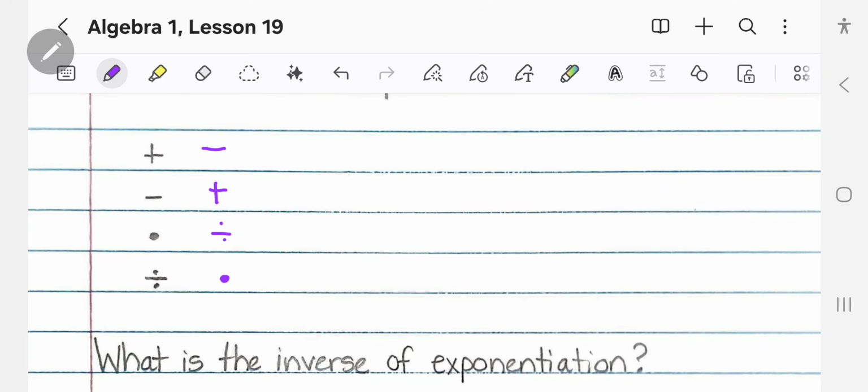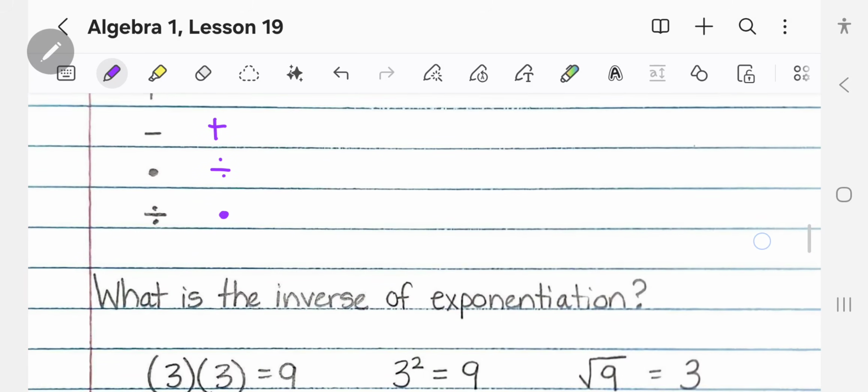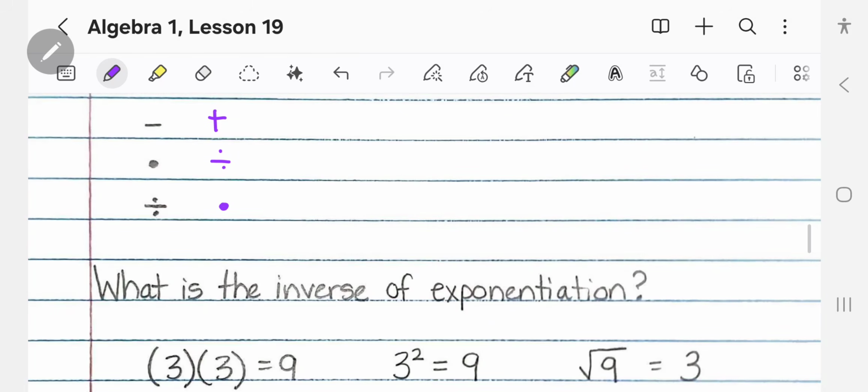We've been raising things to exponents, right? Like this. 3 times 3 is 9. We talked about how that could be written as 3 to the second power is equal to 9. Well, going backwards, the inverse of that would be taking the square root of 9 to get 3. Remember how I talked about raising it to a second power is talking about squaring? Well, if you take the square root of something, it's undoing the squaring.